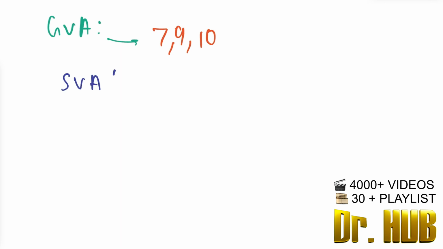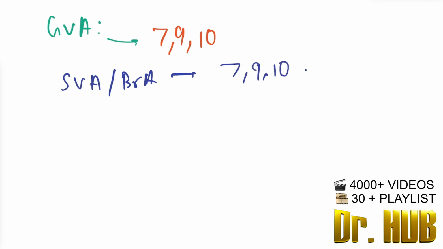Then we move on to the general visceral afferent, which we write as the GVA. The general visceral afferent is nothing but the 7, 9, 10. Then when you are looking at the special visceral afferent, that's the SVA. Here it is again the 7, 9 and 10.